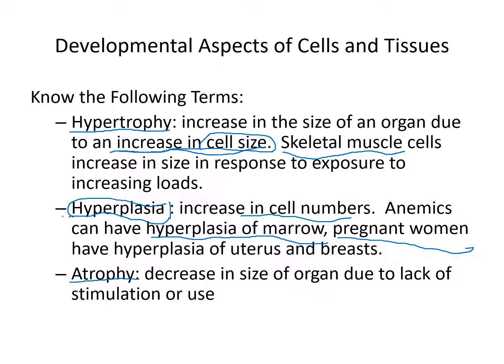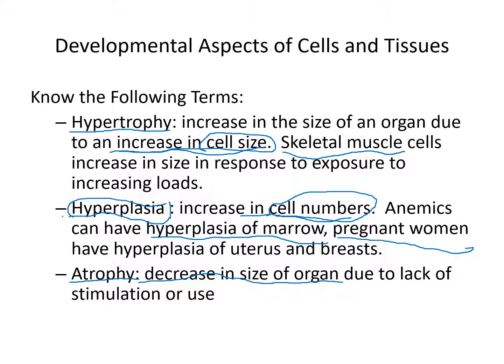And again, hypertrophy is an increase in cell size. Right, so cell size is being increased. Hyperplasia is an increase in cell numbers. And atrophy is when you have a decrease in size of an organ or tissue due to a lack of stimulation or use. And so you can see this in disuse atrophy.